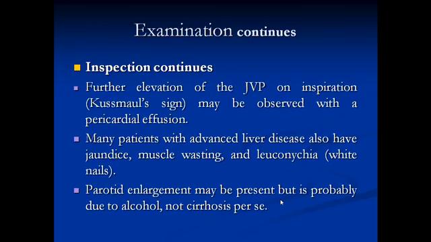Elevation of JVP, Kussmaul's sign may be observed with a pericardial effusion. Many patients with advanced liver disease also have jaundice, muscle wasting, and leukonychia, white nails. Parotid enlargement may be present, but is probably due to alcohol, not cirrhosis per se.